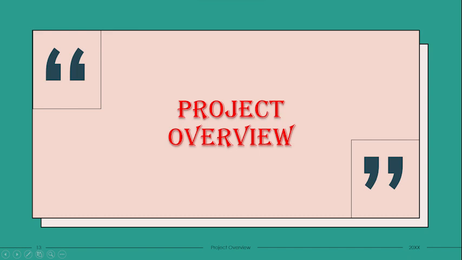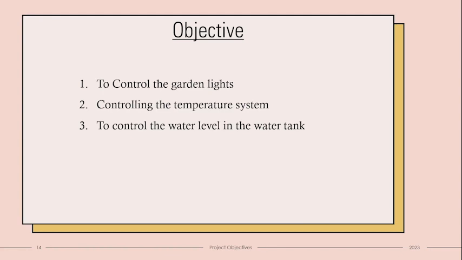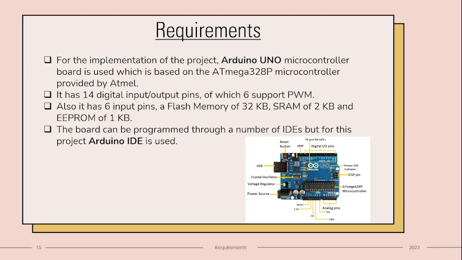I am now explaining what programming we have to do in this project and the requirements in the project. Coming to the project overview, the objectives are to control the garden lights, control the temperature system, and control the water level of the tank. These are the main objectives in this project, and the requirements are an Arduino board.